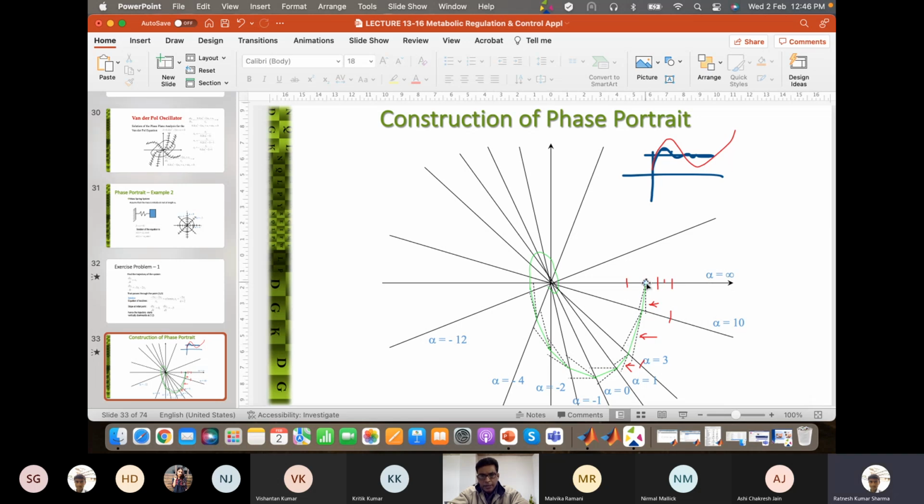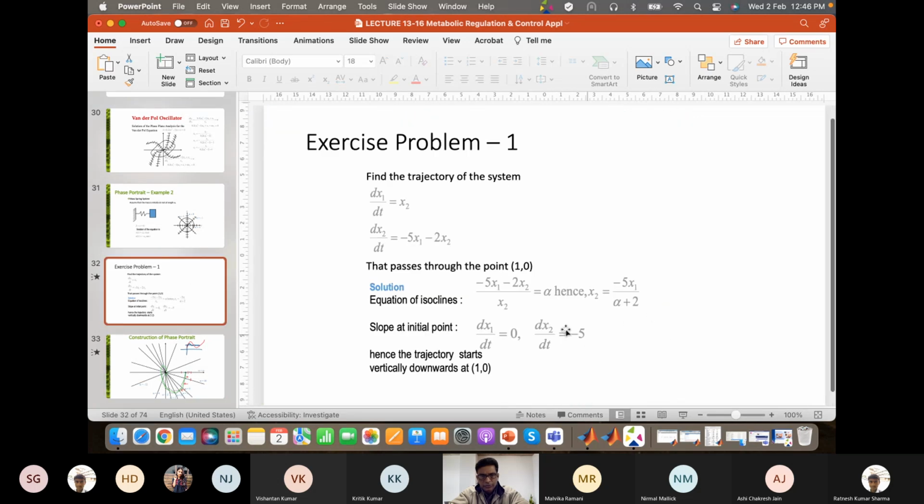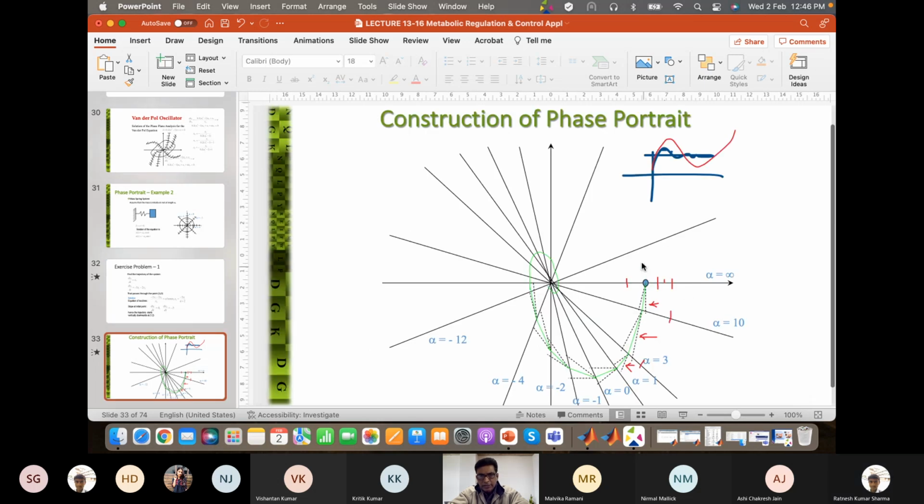Yes, sir. I know the initial point, and I know that the initial slope is negative, so it is going downwards from that point. So this point here is the point 1, 0. From 1, 0, I know that the initial value of the slope, as it touches this point 1, 0, is going to be infinity, that is, vertical. So I draw the vertical line here for this first dotted line, clear?